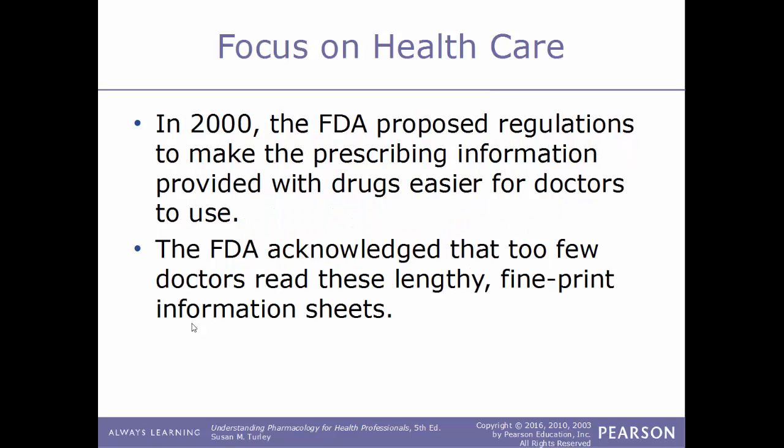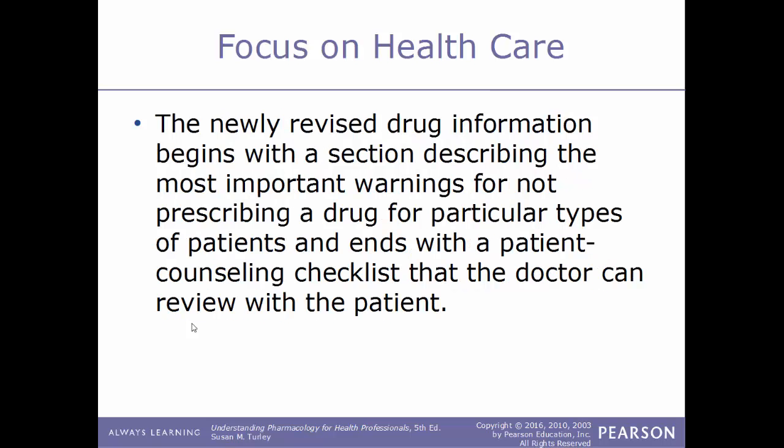So in the year 2000, the FDA proposed regulations to make prescribing information provided with drugs easier for doctors to use, because the FDA acknowledged that very few doctors would take the time to read the lengthy fine print information sheets that went along with every drug. See, the newly revised drug information begins with a section describing the most important warnings for not prescribing a drug for particular types of patients, and ends with a patient counseling checklist that the doctor can review with the patient.